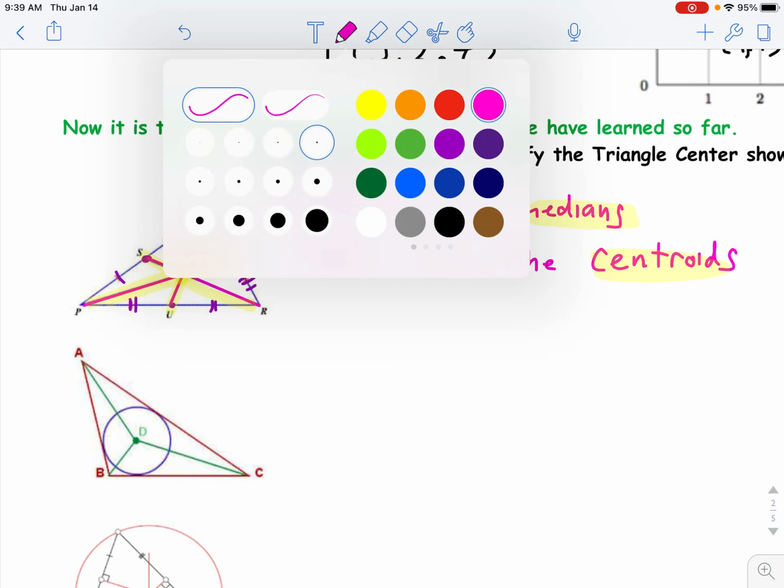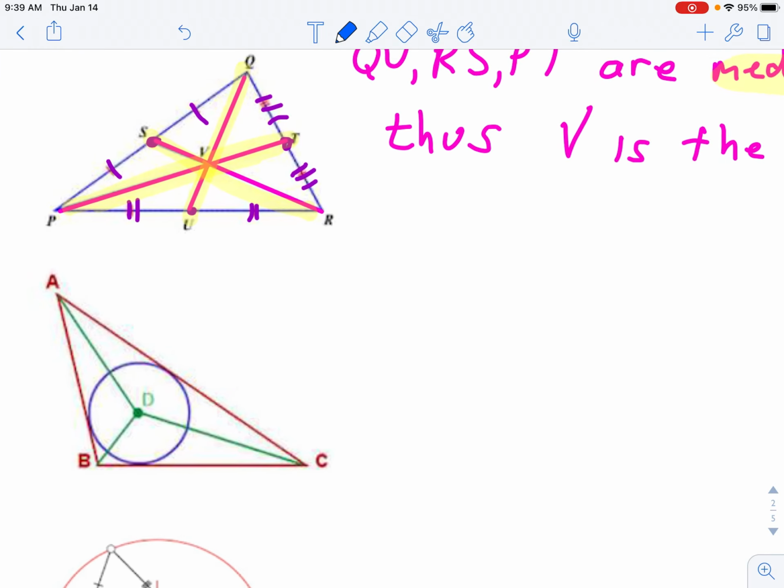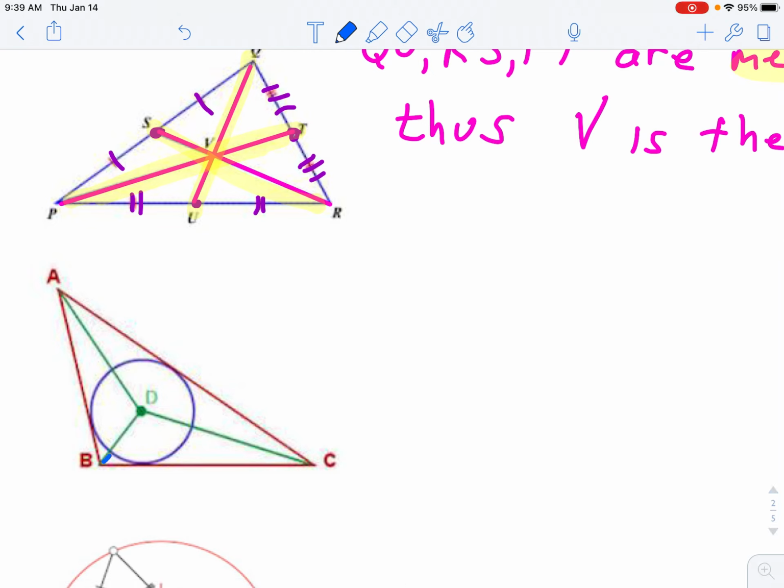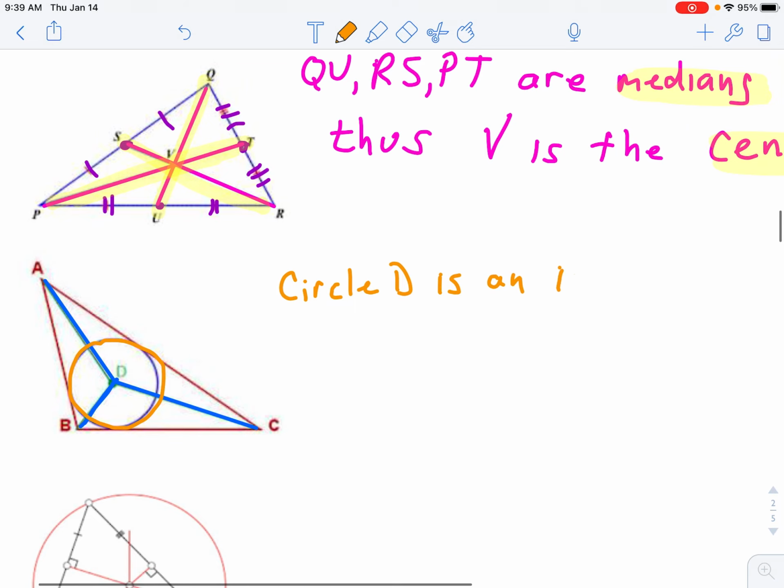This one's a little different. All right, so it's not specifically telling you what these are. So it's not really the lines we're looking at, but we're looking at the circle. Circle D is an inscribed circle.